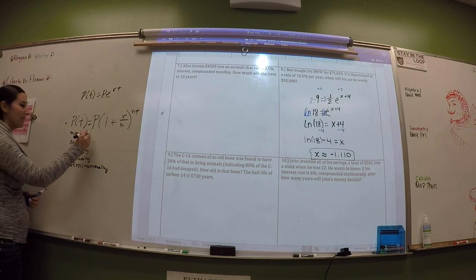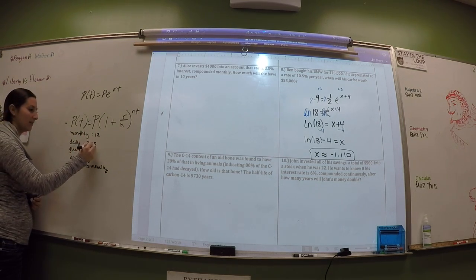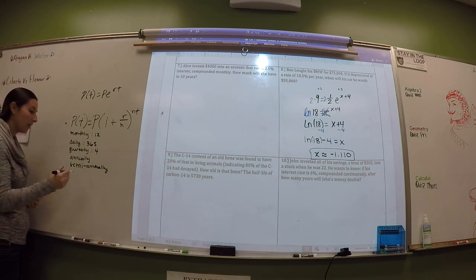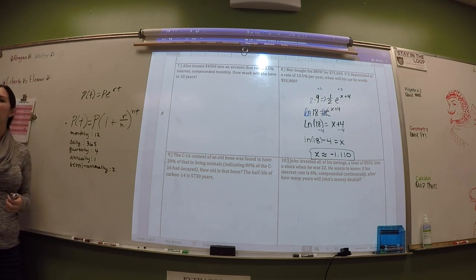Monthly would be 12 times per year. Daily would be every day, so 365. Quarterly, think how many quarters are in a dollar? 4. Annually is 1, semi-annually is 2. Like a semicircle, there are 2 semicircles in a circle. Okay? Those are just a few. Those are the most commonly used ones.